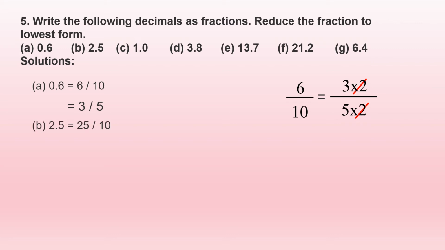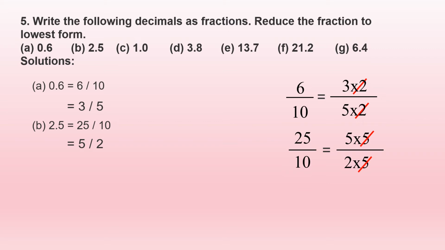Next question, 2.5. 2.5 is nothing but 25 by 10. So we have a common number here. 5 is common. So we can write like this, 5 5s are 25 and 2 5s are 10. So we cancel 5 and 5. We get 5 by 2. So the lowest term is 5 by 2.